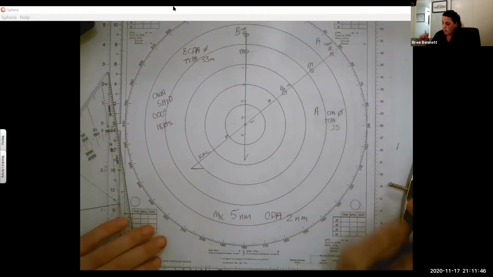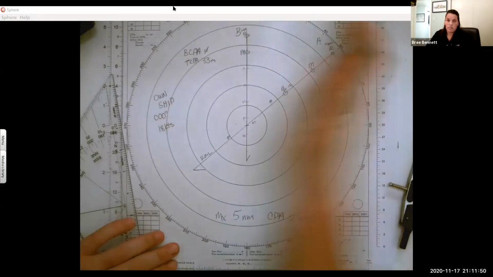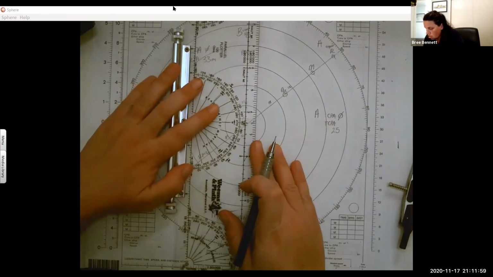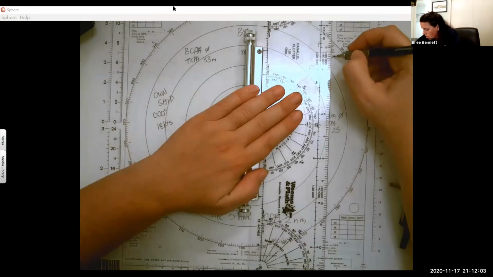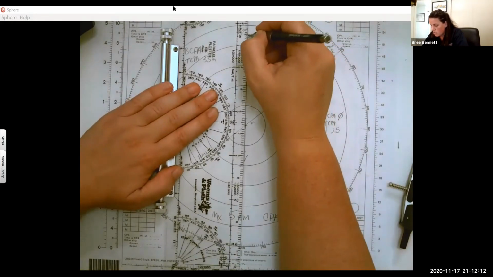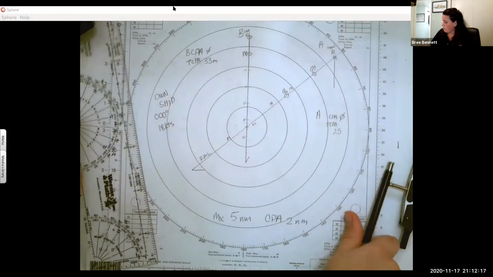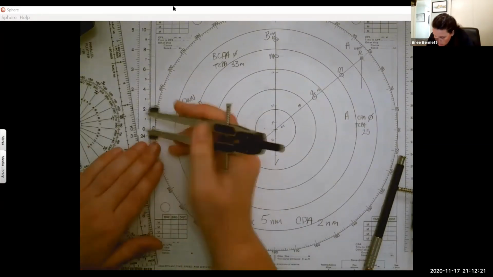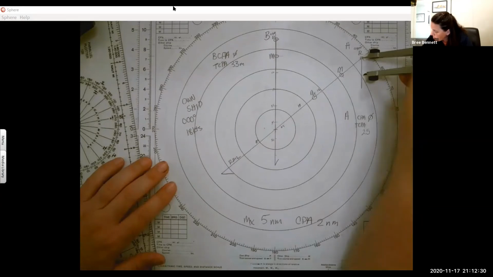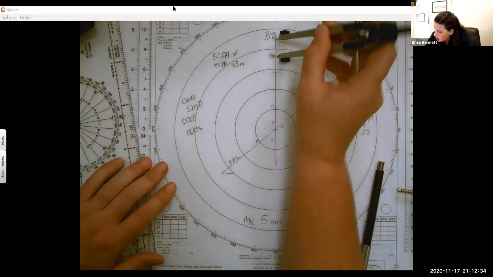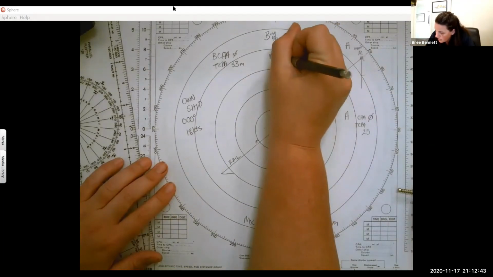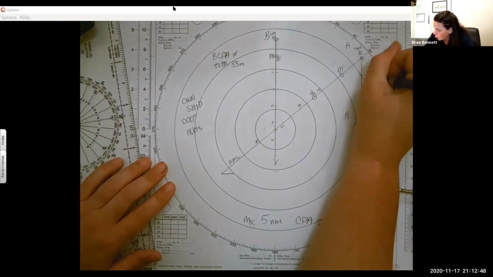Okay. Plotting E. We're transferring our course back to R. Our course is 000. We're going to move it back to R, and we're also going to move it back to this R, which I already have a line there. Then I'm going to plot my speed, which was 18 knots. There's 18 knots. So I'm going to plot my vector here, and I'm going to plot my vector here. So here is my E, and here is also my E.